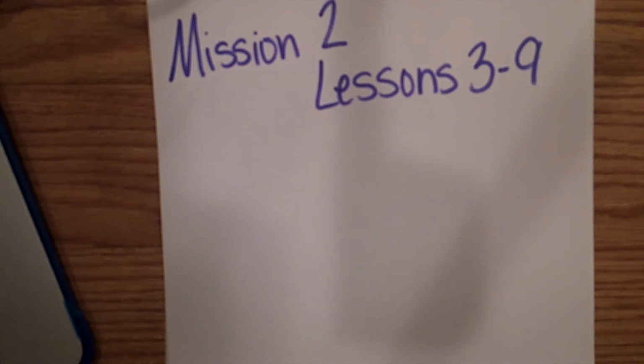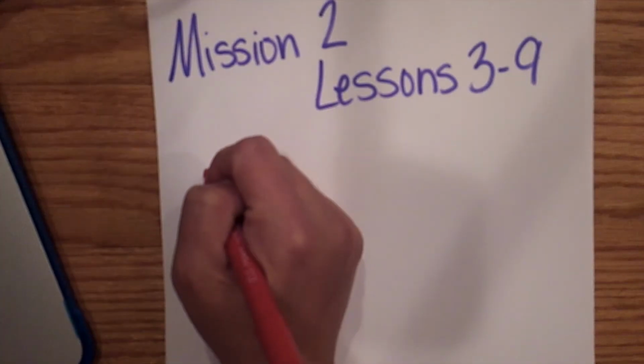Hey guys, now that you're finished with lessons 1 and 2 in Mission 2, we're going to move on to lessons 3 through 9. In these lessons, you are going to be multiplying multi-digit whole numbers by using an area model. So our vocabulary for these lessons is going to be product.